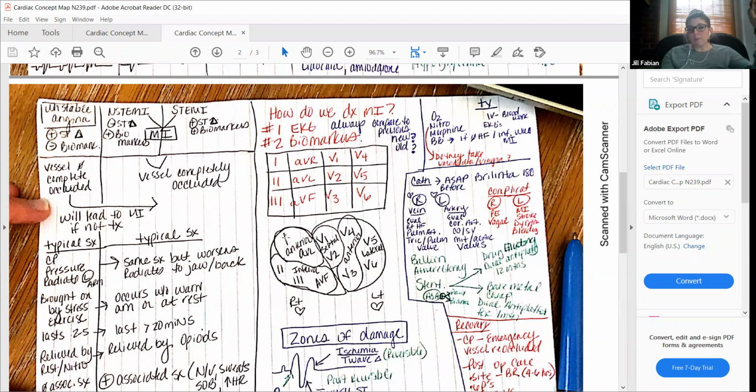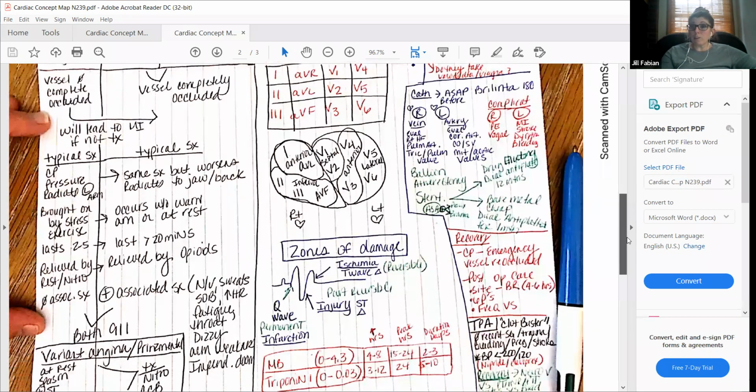So V1, or I'm sorry, 1 and AVL is right lateral, and then 2, 3, and AVF are inferior. Okay, and that tells us what part of the heart is being affected. So the EKG is very important. It's one of the first tests that we do when the patient comes into the emergency room and we're trying to work them up for their chest pain.